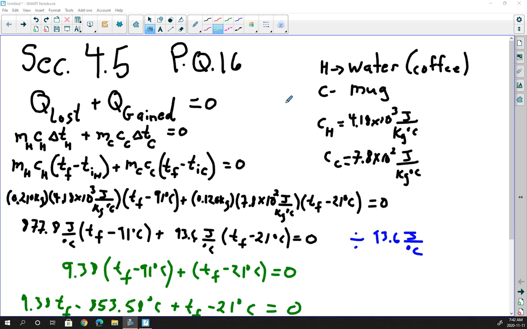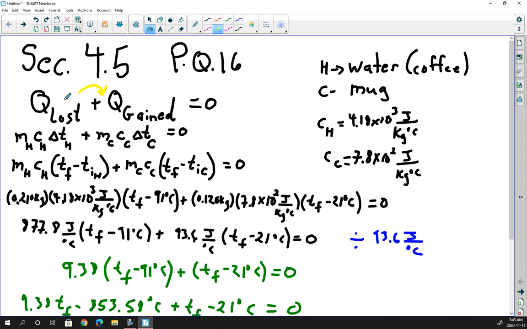Great question. Section 4.5, and it's practice question 16. A 120-gram mug at 21 degrees Celsius is filled with 210 grams of coffee. Coffee is basically water at 91 degrees Celsius. Assuming all of the heat lost by the coffee is transferred to the mug, what is the final temperature of the coffee? The specific heat capacity of the mug is 7.8 times 10 to the 2 joules per kilogram degrees Celsius. So the whole idea here is that whatever heat the coffee had is given to the mug.